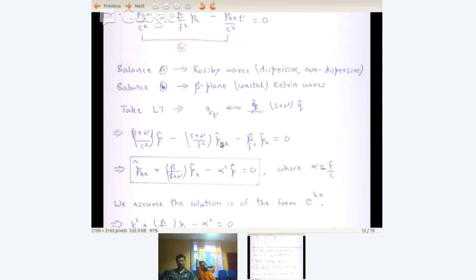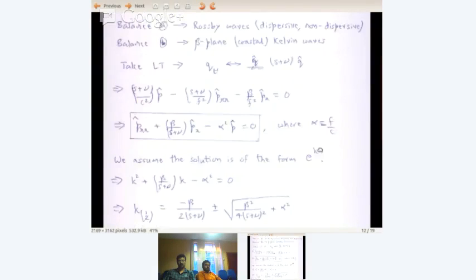We look for the highest order term and write that without any coefficients. So the differential equation in x is now p hat xx plus beta by s plus nu into p hat x minus alpha squared p hat equals 0, where alpha as usual is f by c, the inverse of what's called the Rossby radius of deformation.